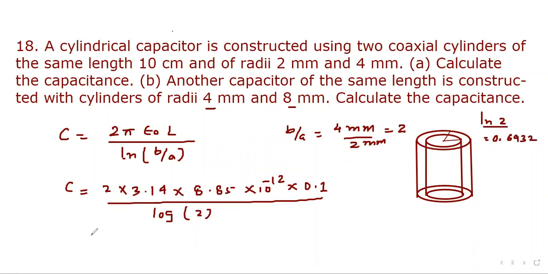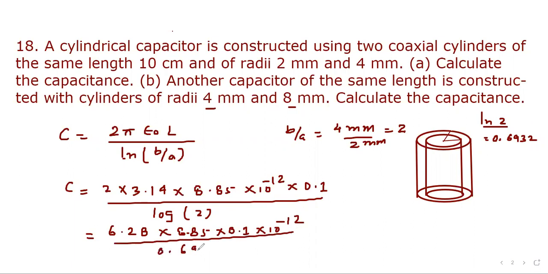So we can put these values here. This will become 6.28 into 8.85 into 0.1 into 10 to the power minus 12 divided by 0.6932. So on further simplification, we will get 8.017 into 10 to the power minus 12 farad, which is equivalent to 8 picofarad.